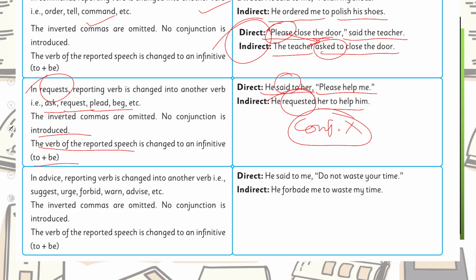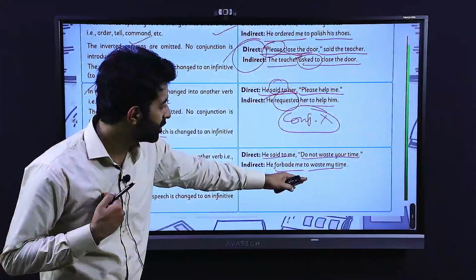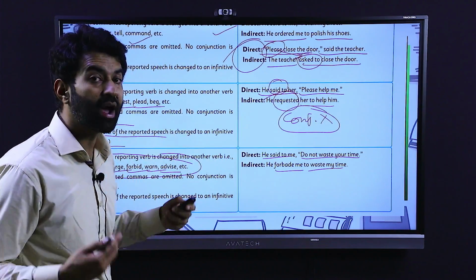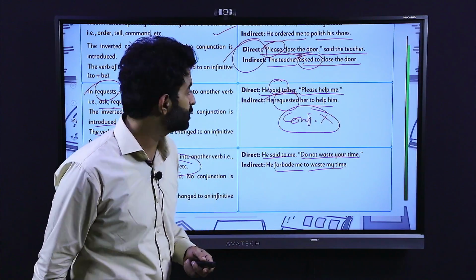No conjunction is used. When you are advising, you will remove the inverted commas and no conjunction is introduced, and you will change these reporting verbs into suggest, urge, forbid, warn, or advise. Now, this is all about advice. He said to me, do not waste your time. This is very valuable advice. You will convert it, he forbade me to waste my time. Said to becomes forbade. Who is he telling? Me to waste whose time? My time. So this is how you convert the advice into the indirect speech.